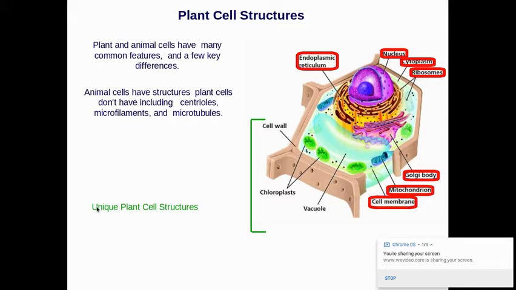These three structures are only in plant cells, these green ones: the cell wall, chloroplast, and the vacuole. Some animal cells do have a vacuole, but the vacuole in a plant cell is really big. And we'll talk about why that is later. The cell wall, you'll notice, is this layer right here, and it's right on the outside of the cell membrane. So it's the cell membrane and then a cell wall on the outside. Plants and animals both have a cell membrane, but only plants have a cell wall.